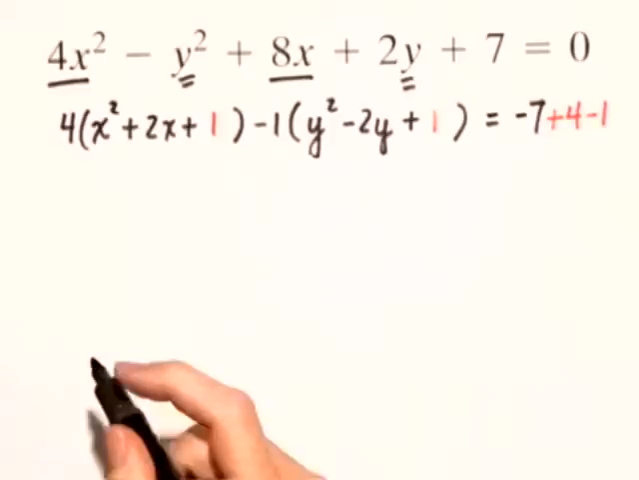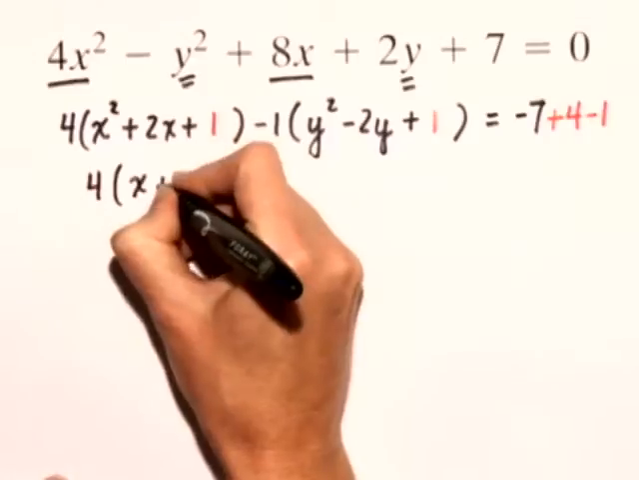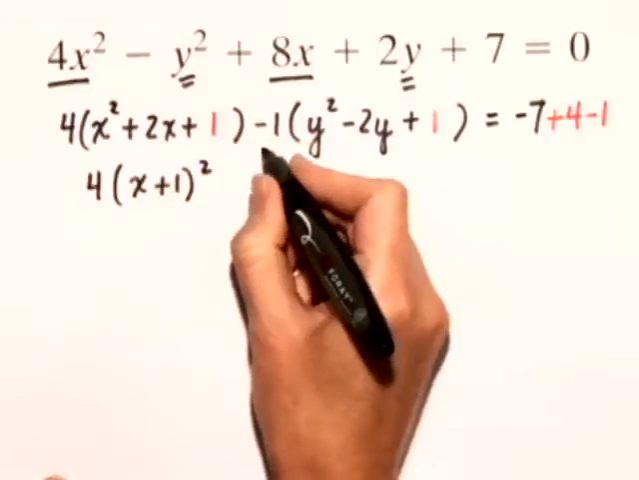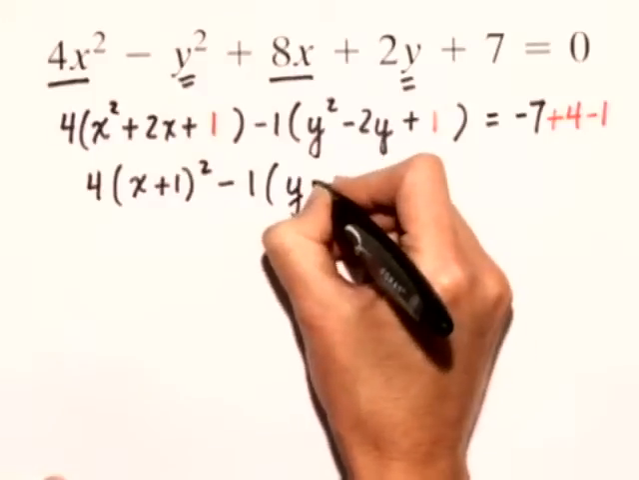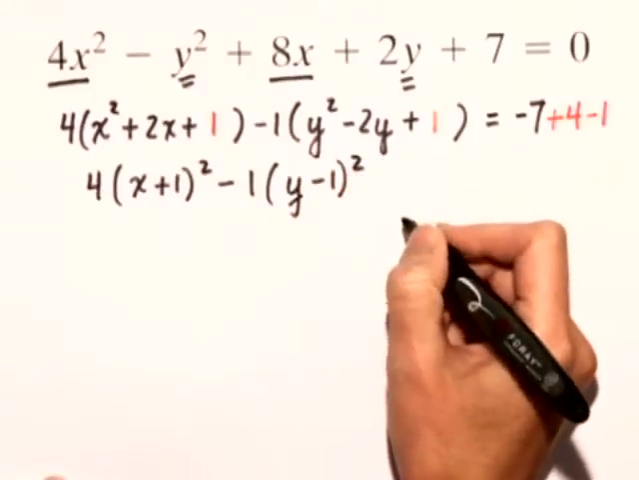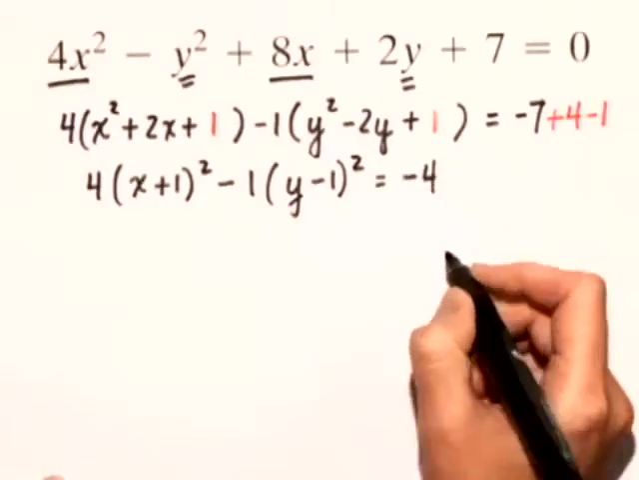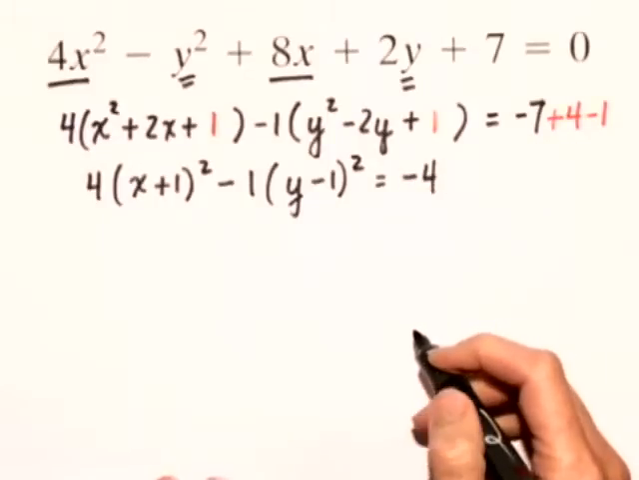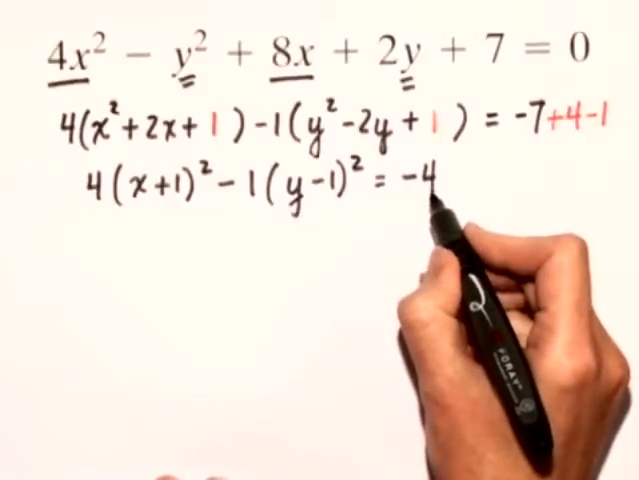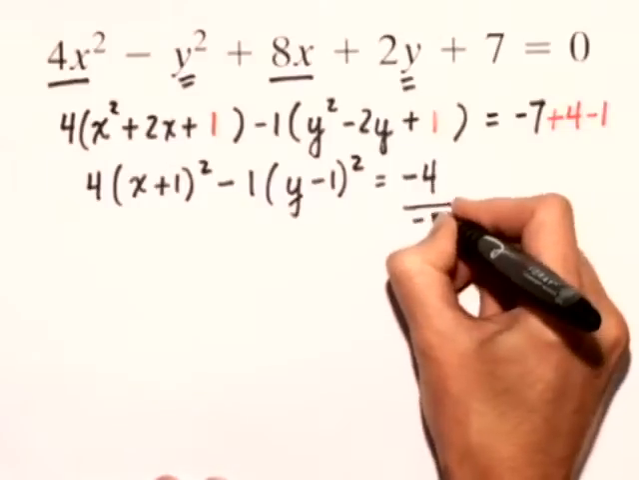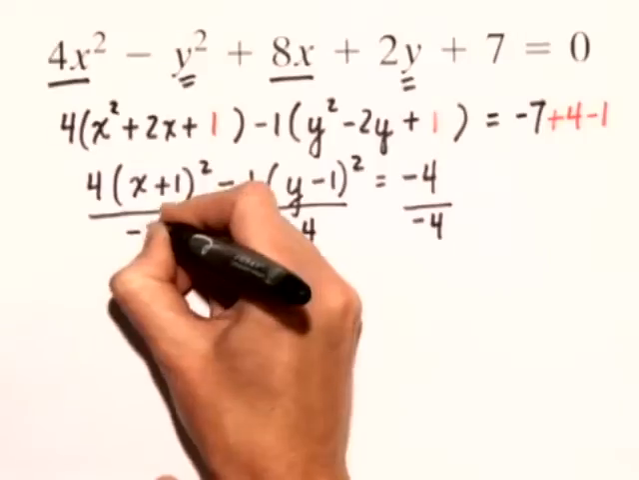Now we'll rewrite it, and we have 4 times the quantity x plus 1 squared minus 1 times the quantity y minus 1 squared, and that's equal to, on the right-hand side, negative 4. Now remember, with a hyperbola, in order to put it in standard form, this term on the right-hand side has to be a positive 1. So we have to divide each term on both sides by negative 4.